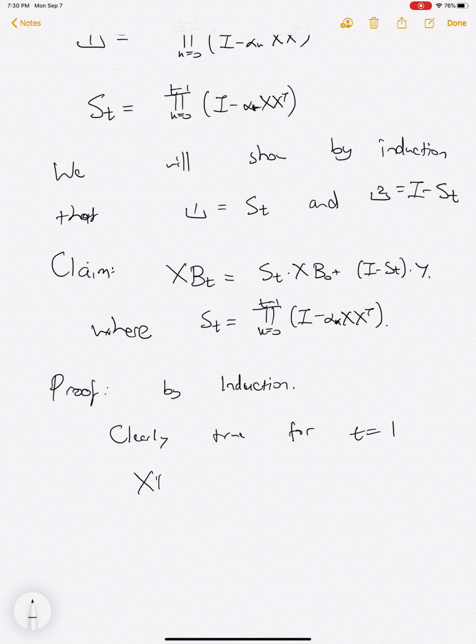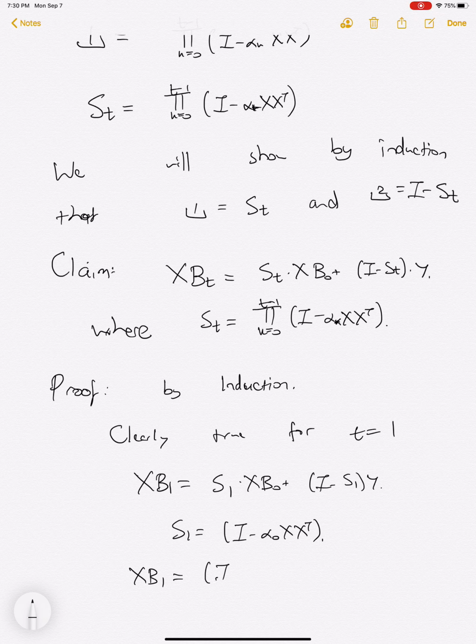So we know that XB1 is equal to S1 times XB0 plus I minus S1 Y. Let's check out what that is. You plug in t equals 1, so S1 is just I minus alpha 0 X X transpose, and that's exactly what we get. Remember that the first update just said that we get I minus alpha 0 X X transpose XB0 plus alpha X X transpose Y.